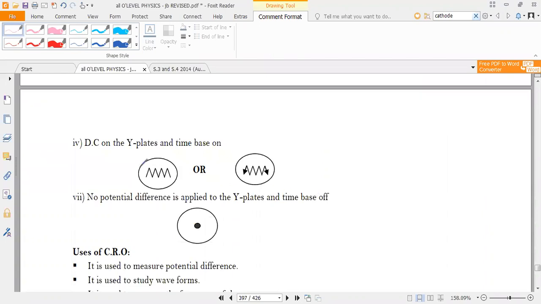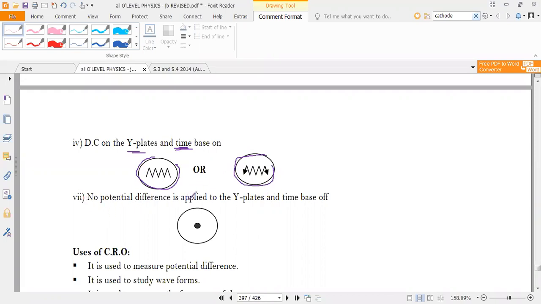Then if DC is connected to the Y plates and the time base is on, time base causes a sawtooth, so you can see the kind of waveform that we obtain whenever we connect a time base. A time base is basically used to cause that sawtooth kind of deflection.